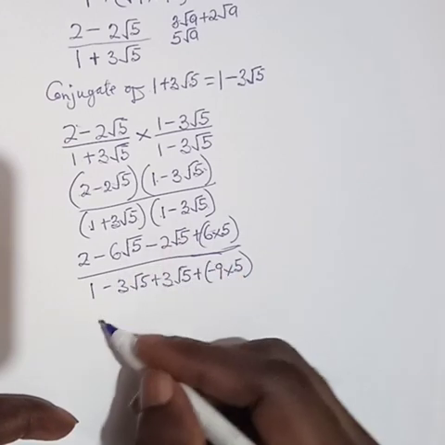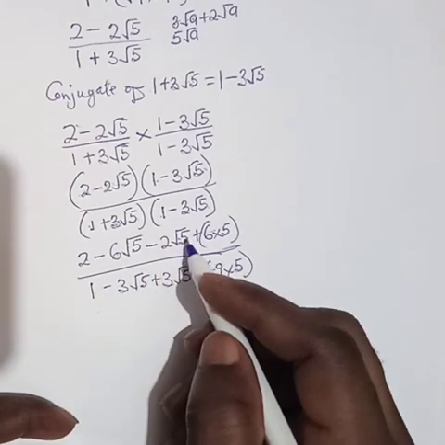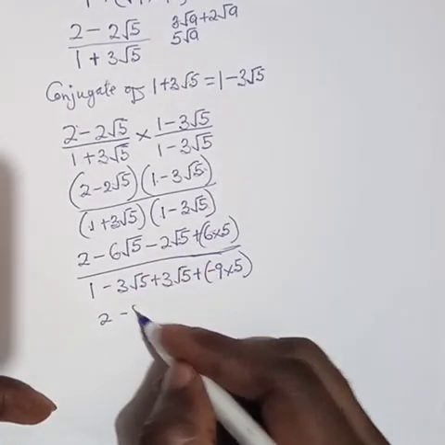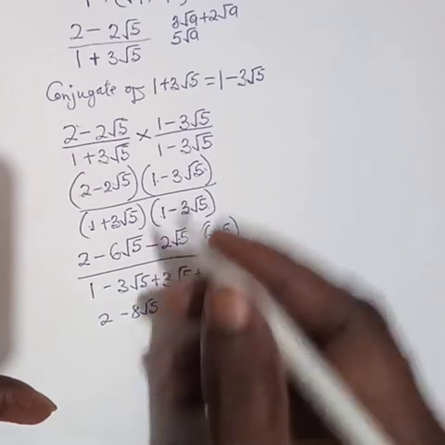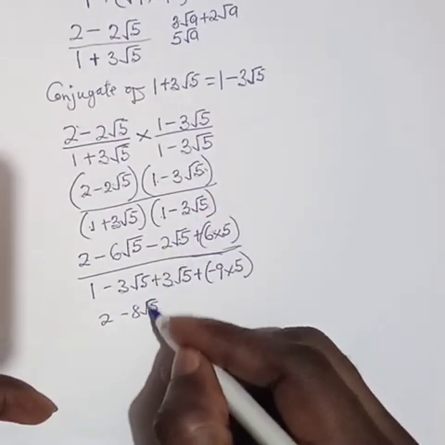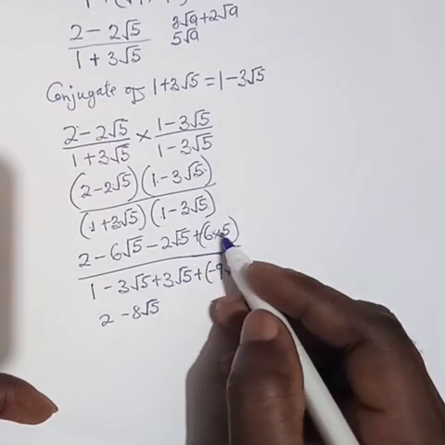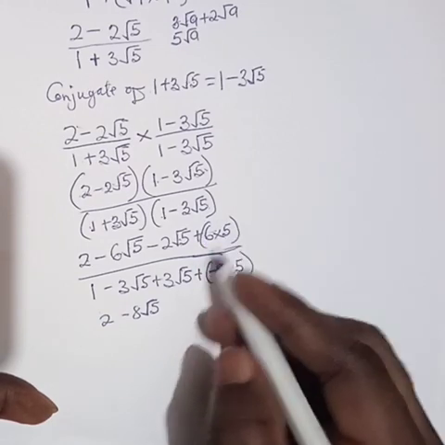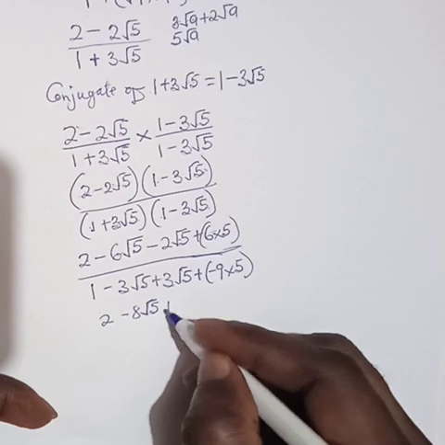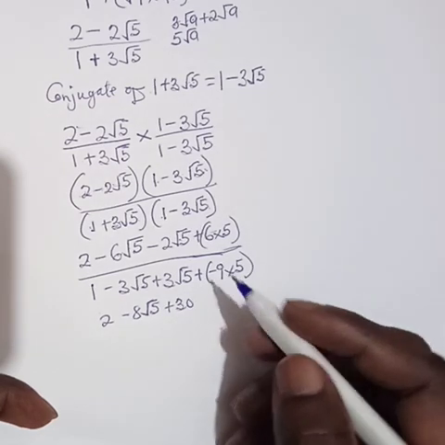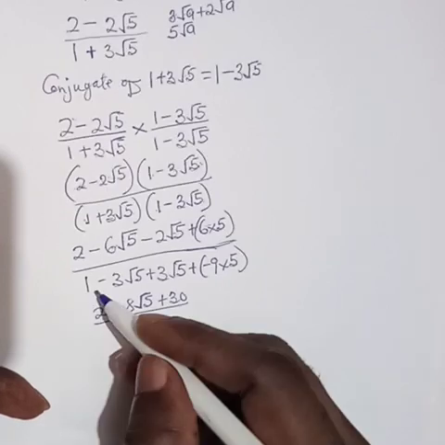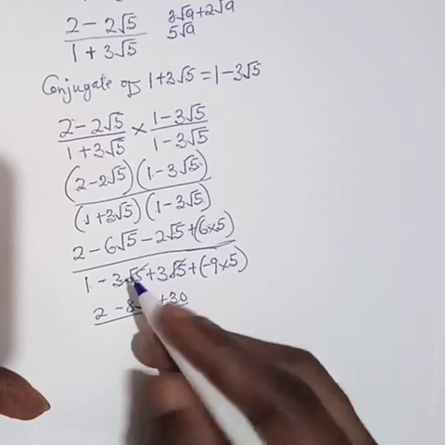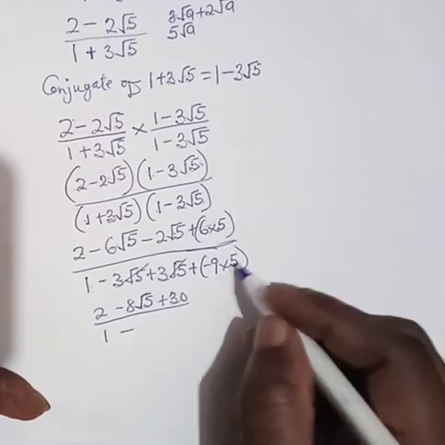So quickly, I'll write my 2 here, and this is negative 6, negative 2, so I'll get negative 8 root 5, as I explained there. Then this times this. So 6 times 5 will give me what? 30. Okay, so divided by, then here too, because this is negative, this is negative, so this one will go. So I'll have my 1 minus what? 45.